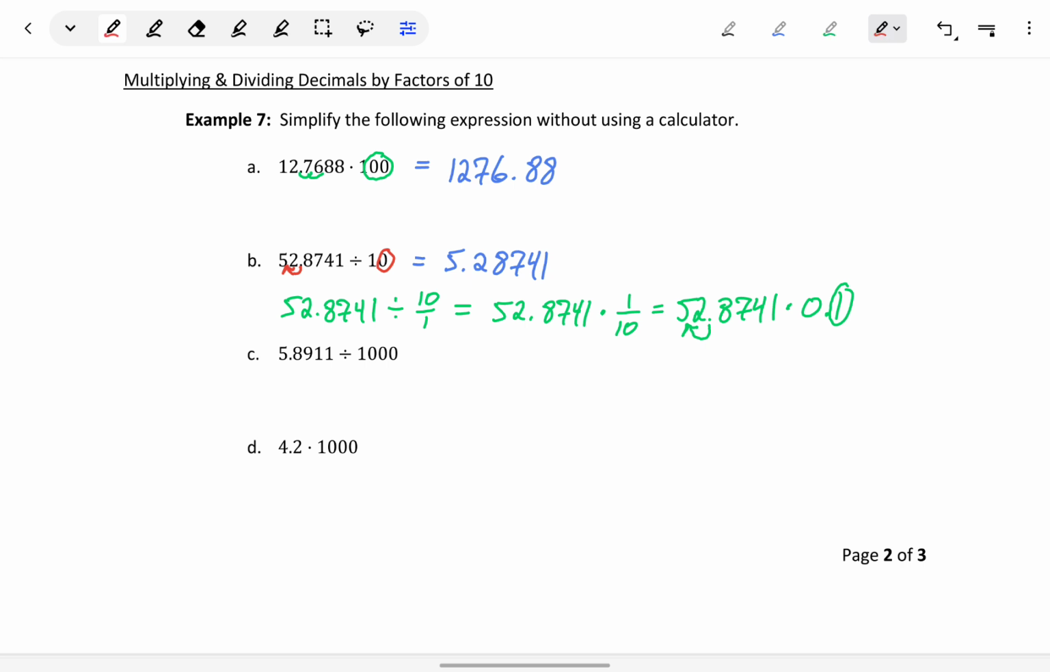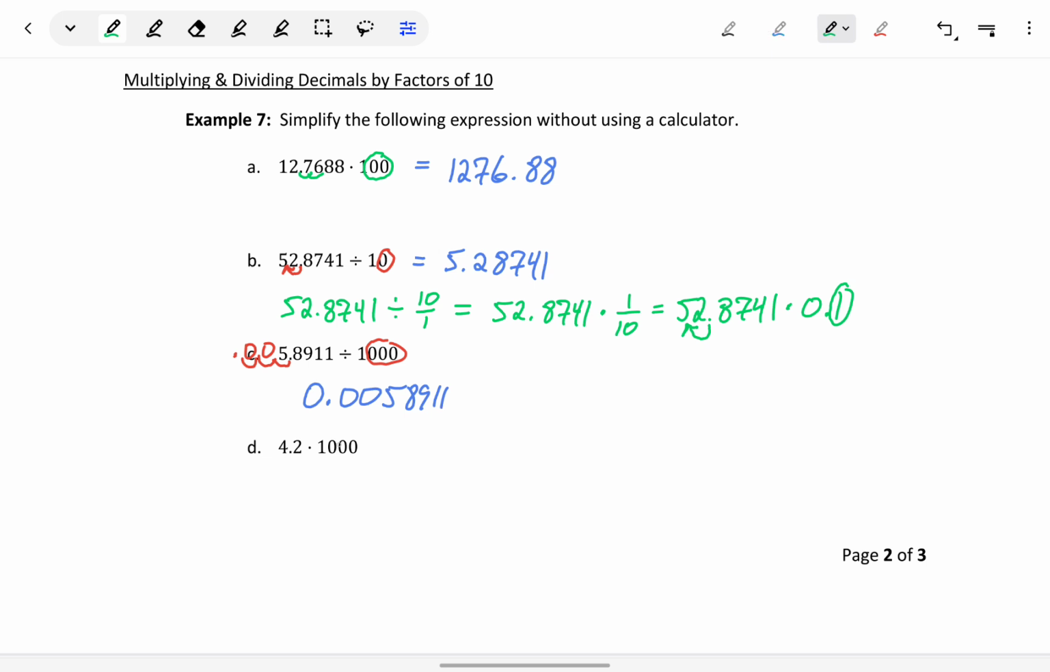In part C, we can apply that same idea. We're dividing by 1,000, which means we're going to move the decimal place 3 places to the left. So we move it once, and we're already at the beginning of that number, meaning we have to start putting in placeholder values for those additional moves. So our answer in this case would be 0.005891 11 in this case.